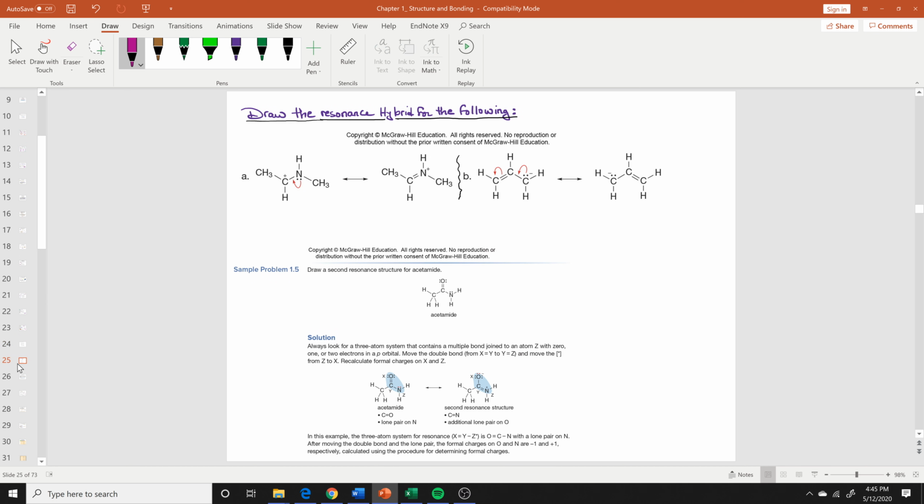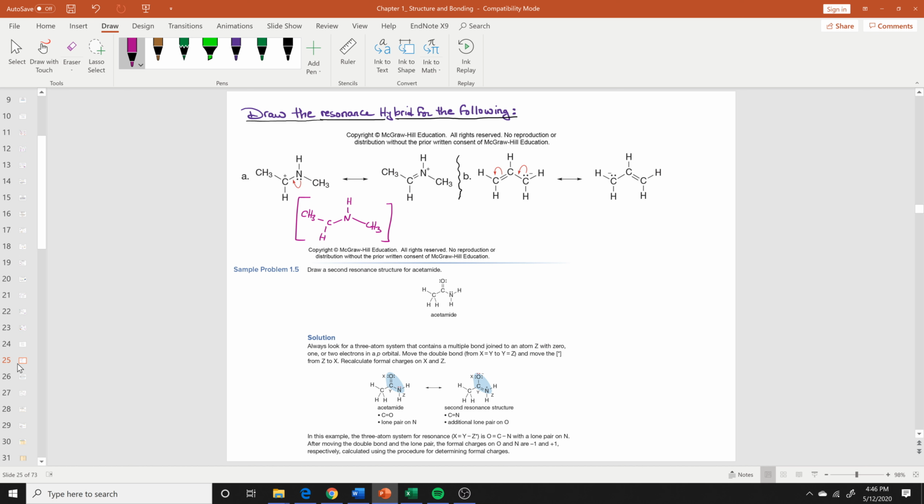Another example, draw the resonance hybrid for the following. So these two are resonance structures. I want to draw the resonance hybrid. To draw the resonance hybrid, as we said, simply you have the hydrogen over here, you have your nitrogen there, you have a hydrogen. Don't include the lone pairs because you are moving them. And then my CH3, good.